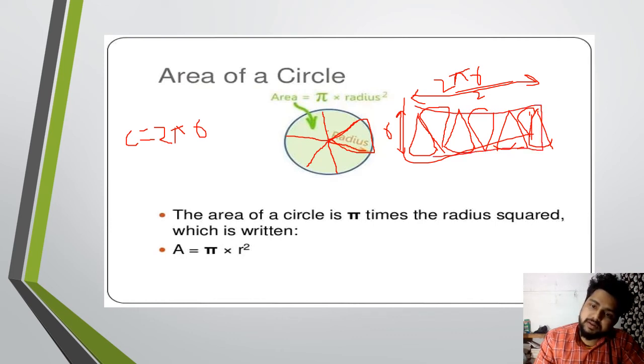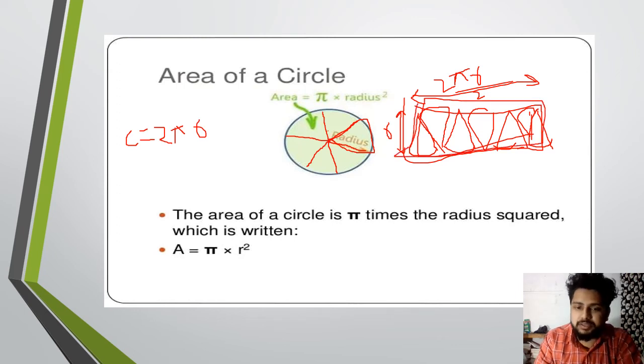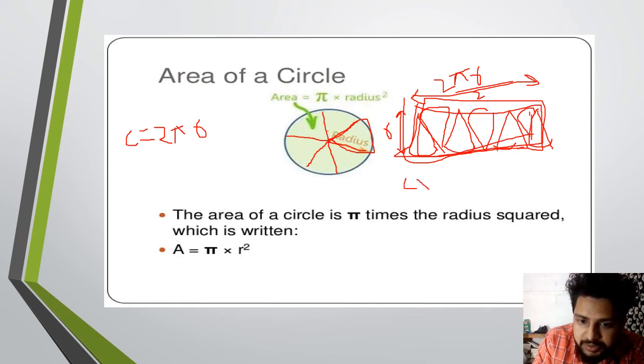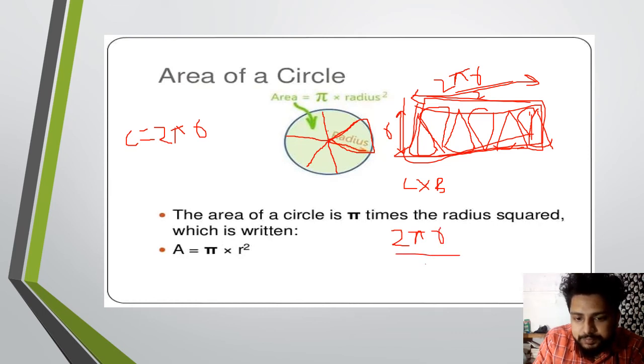This one is a rectangle, and we know the formula for the area of a rectangle. What's the area of a rectangle? Length into breadth. And here what is the length? Length is this one. This one is 2 pi r by 2. Let's write here 2 pi r divided by 2. Okay, this is the length.